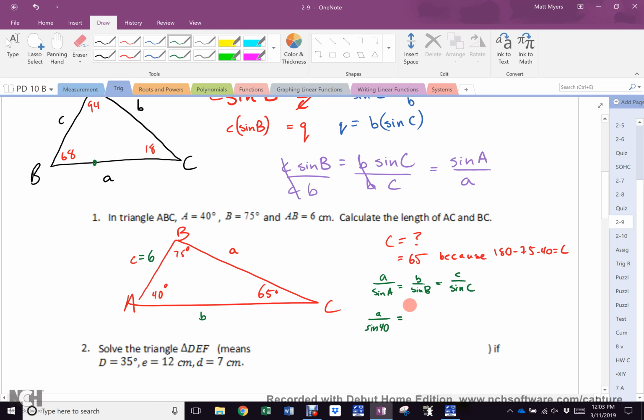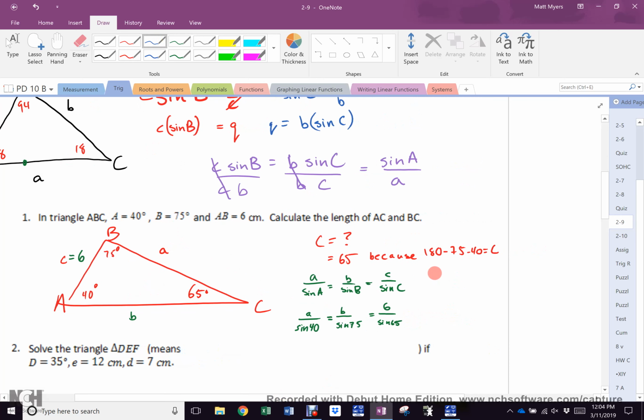Little b. Do I know little b? No. So what do I write there? Little b. Do I know sine of B? It is sine 75, correct? Do I know little c? What is it? Over what? Excellent. Now I must solve 2 different equations, correct? I must solve this equation, and I will choose 2 different colors to do so. I must solve this. b over sine 75 equals 6 over sine 65.